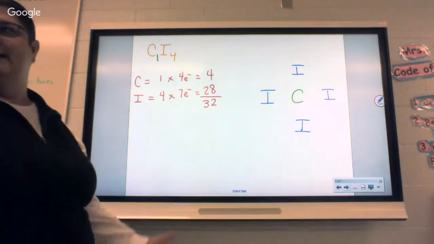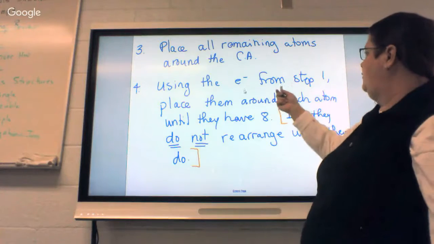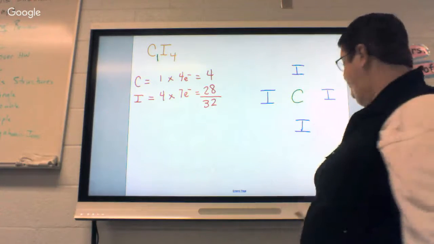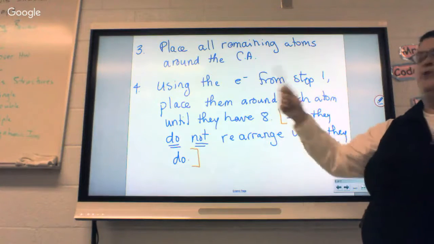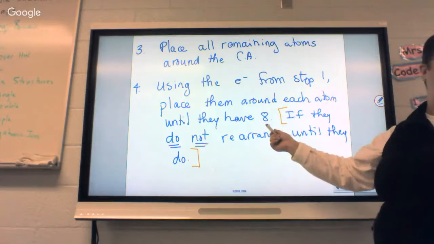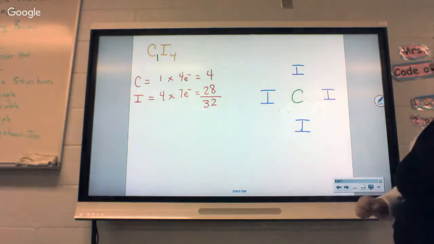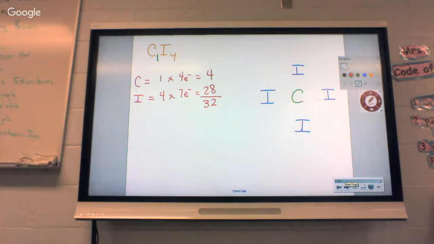So, step 4 says, use the electrons from step 1. How many did y'all just tell me there were? I'm putting 32 dots. Okay? 32. I'm placing them around each element until they have 8. Now, I told you these were multiple bonds. We're starting easy. Okay? So, those of you writing with ink, stop writing. Those of you writing with pencil might want to wait too unless you want to erase.